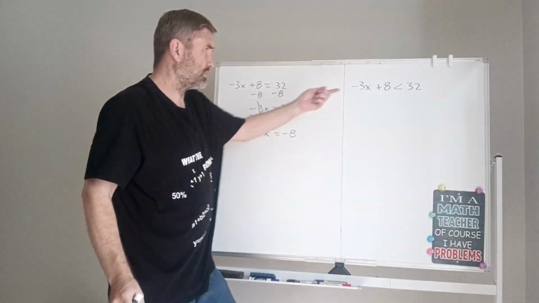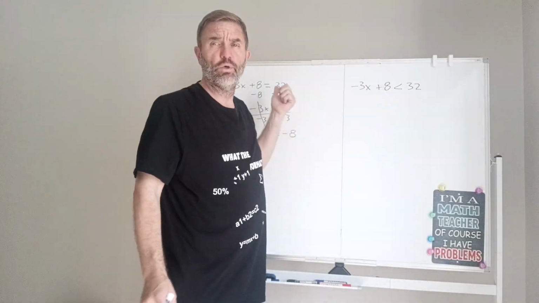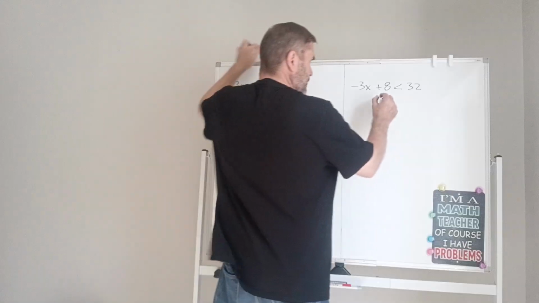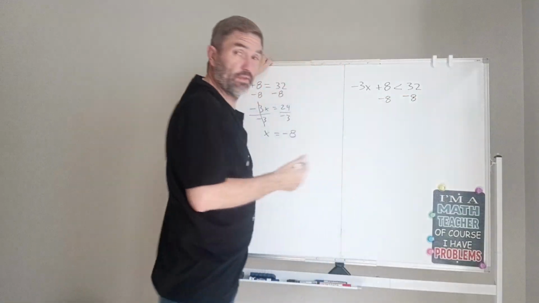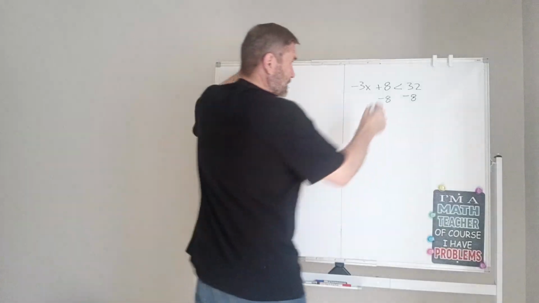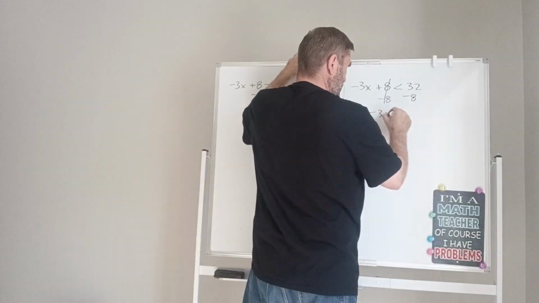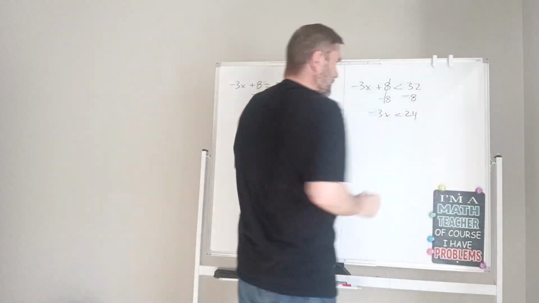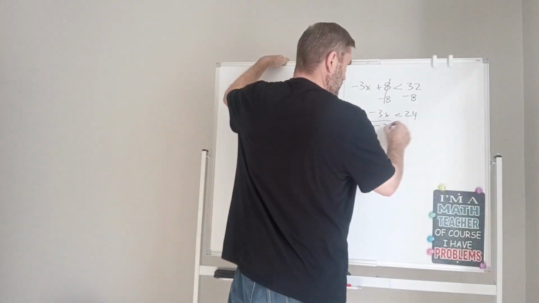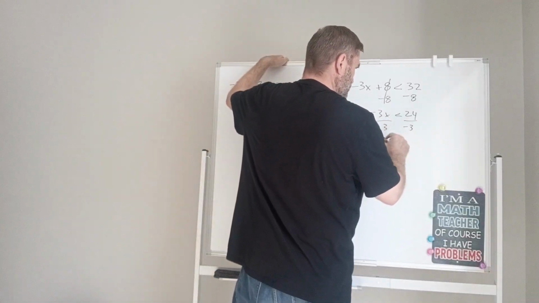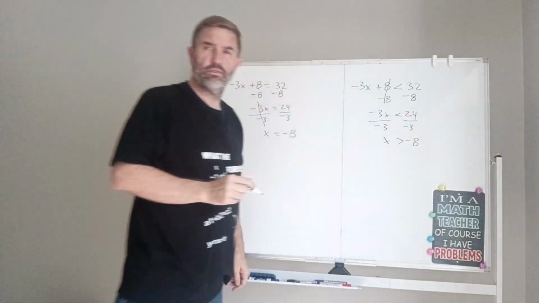Now, how is this different? Well, there are two differences between the inequalities and the equations. First difference is when I subtract 8, well, nothing happens, so that's not really a difference, is it? That looks the same to me. Okay, so then we get negative 3x less than 24. Now, we're going to divide by negative 3. Well, when you divide by a negative with an inequality, there's the first difference. You have to flip or switch the direction of the inequality.